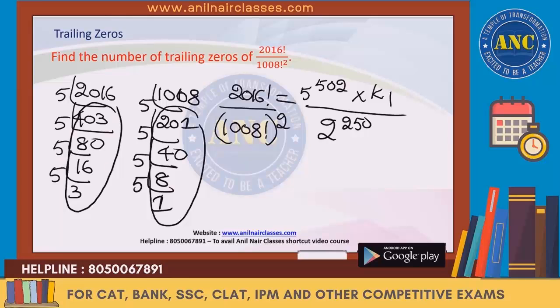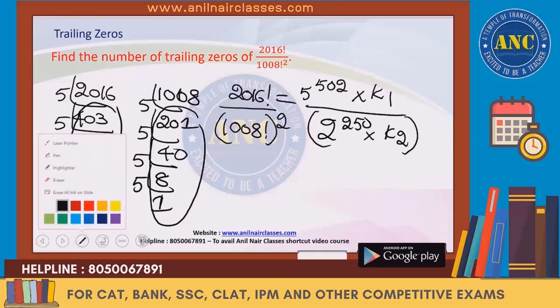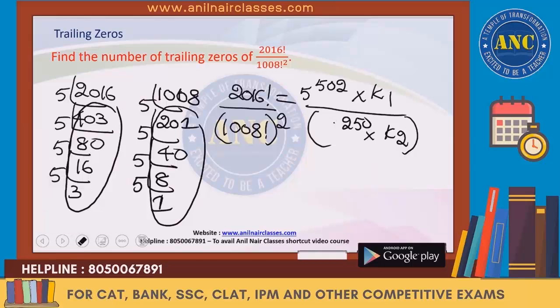This is nothing but 2 power 250. Please check the calculation. 16, 19, 99, 502. That is clear. 949, 50 into 2 whole square. Sorry, it is not 2, it is 5 power 250 whole square. So 2 times 250 is 500. So the answer is nothing but 5 square.